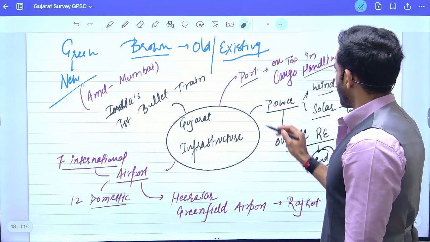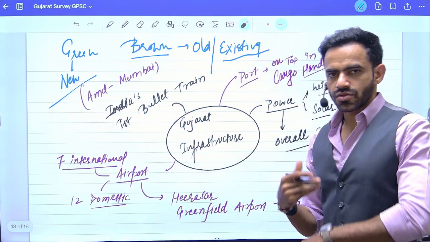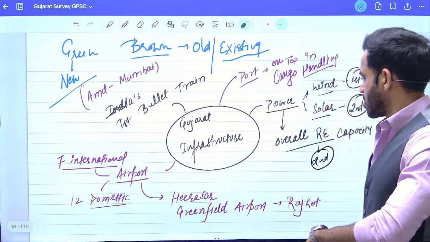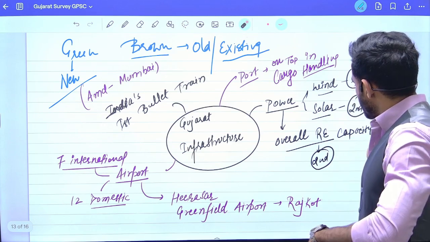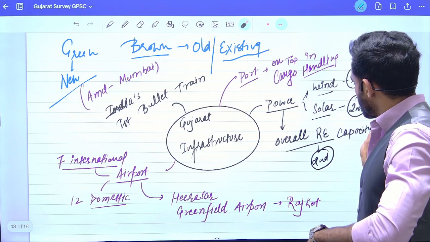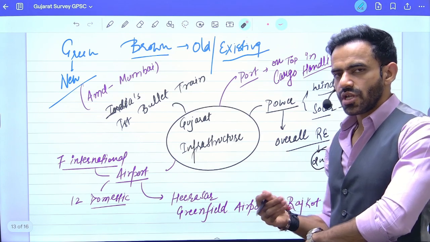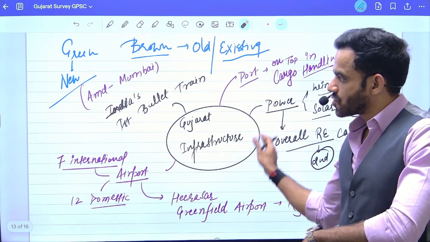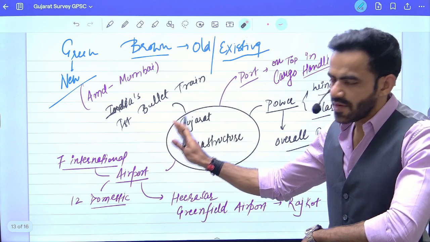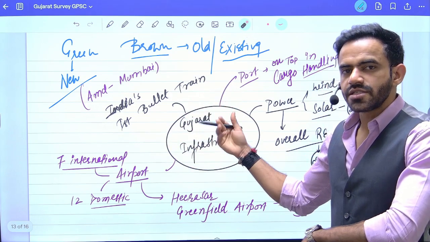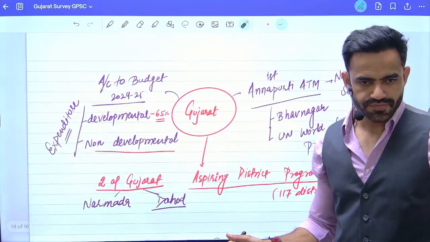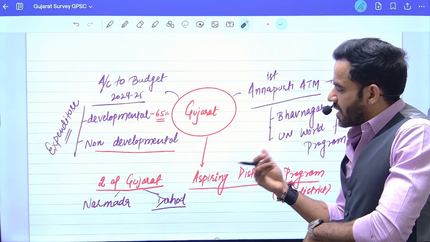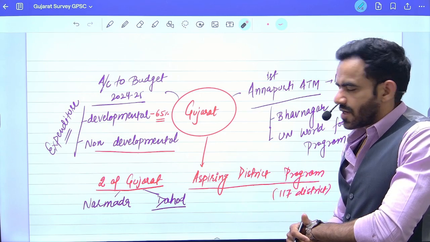Okay, in terms of power, we have already covered that Gujarat is on top position in terms of wind energy capacity, on second position in terms of solar energy capacity. It is on leading position in terms of installed renewable energy capacity. So that is all about the infrastructure, connectivity infrastructure and energy infrastructure in Gujarat. Okay, now let's try to understand a few nuances related to Gujarat.